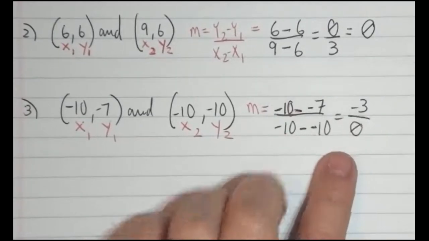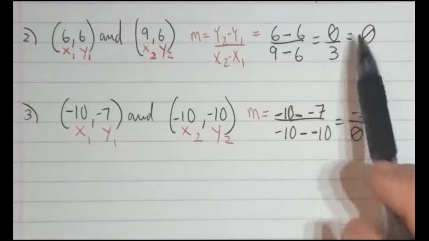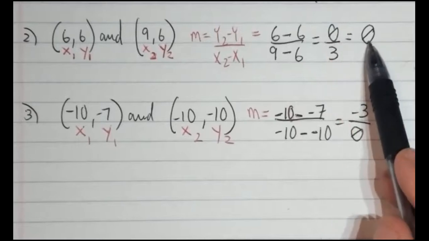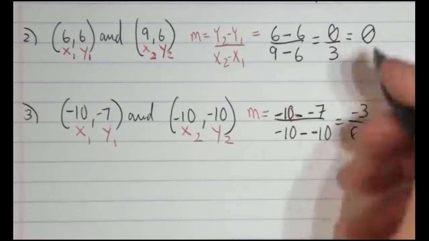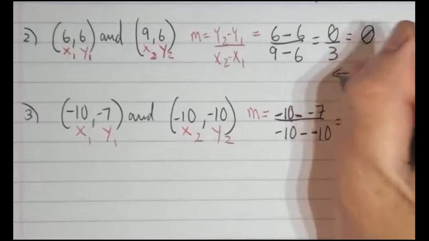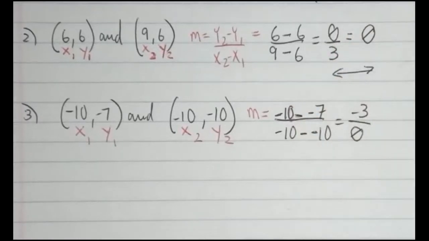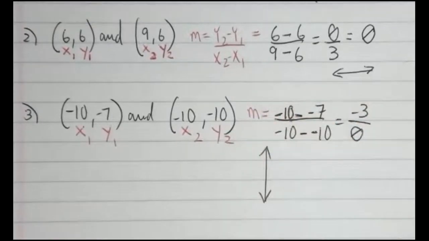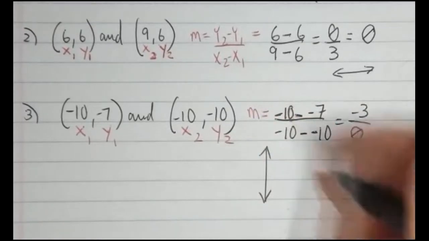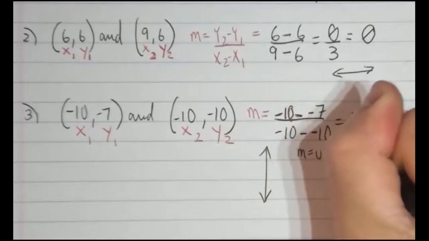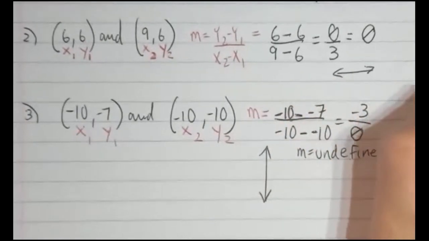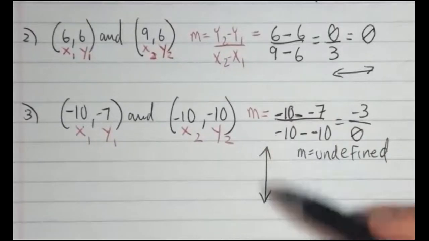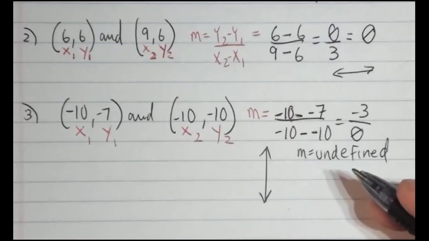So I want you to see the difference between these two. Here, my 0 is in my numerator. That's okay. That answer is just 0. And that is a horizontal line. When we get 0 in the denominator here, our slope is actually undefined because we cannot divide by 0. And anytime we get an undefined slope, we're talking about a line that is vertical.